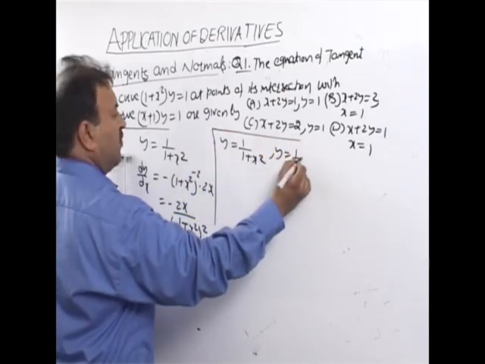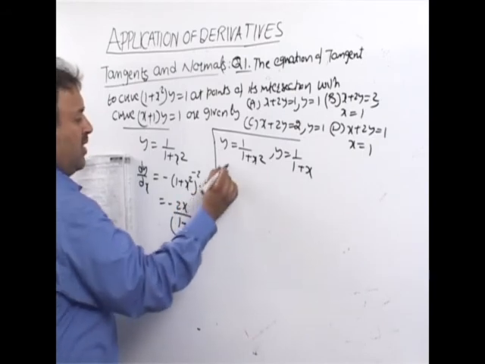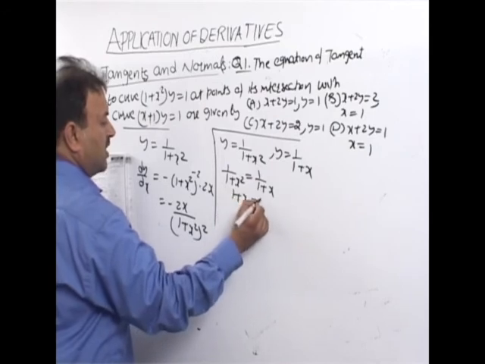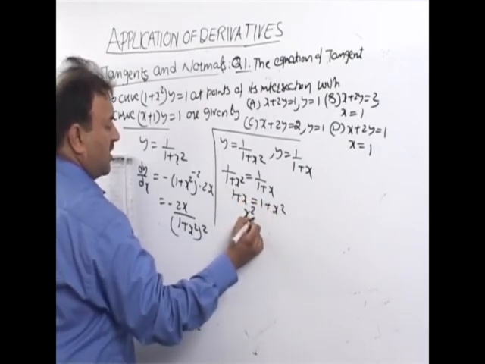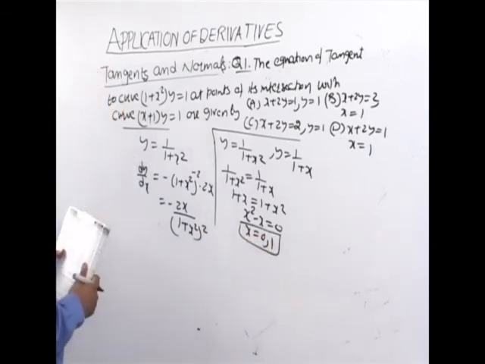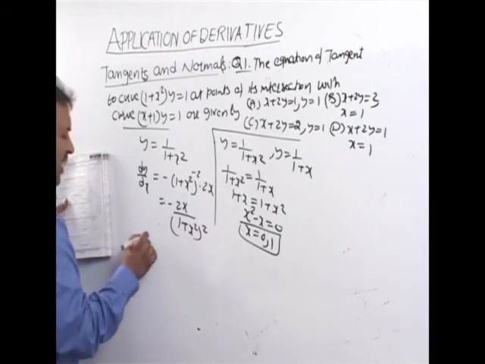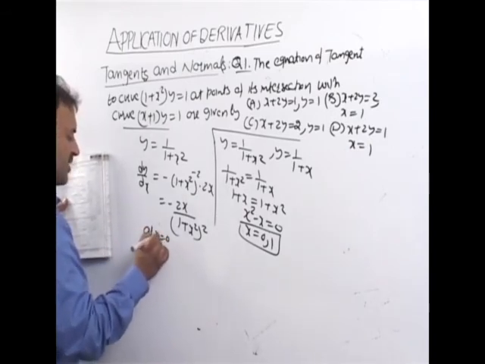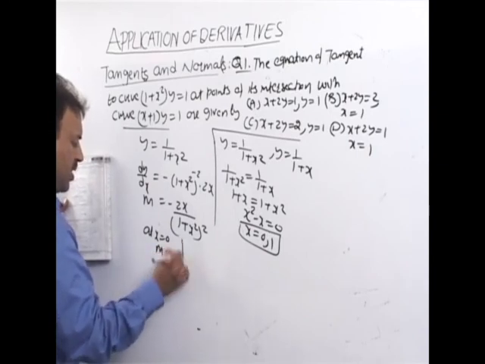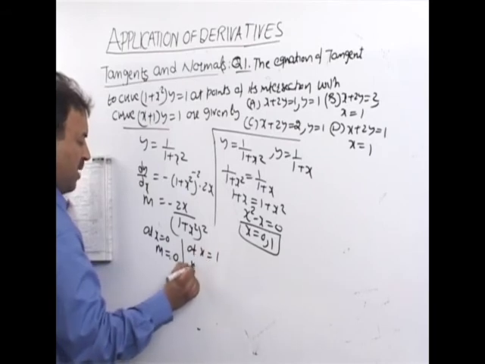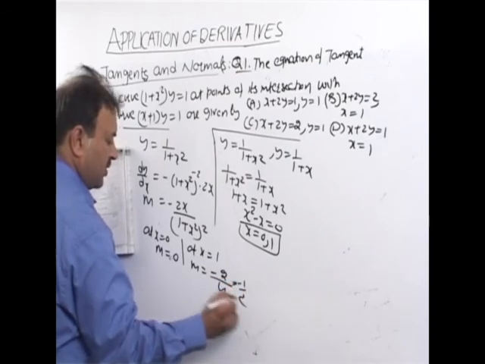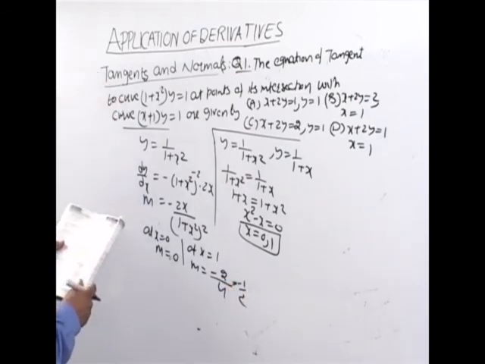Now we equate 1 upon 1 plus x square with 1 upon 1 plus x. So 1 plus x is equal to 1 plus x square, x square minus x is equal to 0, x is equal to 0 and 1. At x is equal to 0, m is equal to 0. And at x is equal to 1, m is equal to minus 2 upon 4, which is minus 1 by 2.